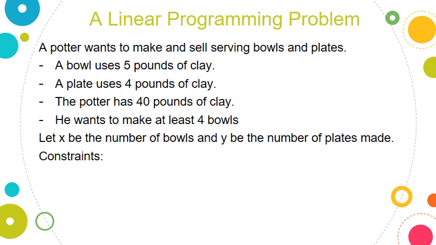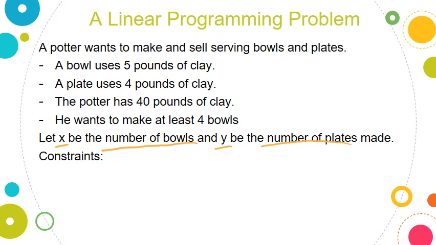So we're dealing with two unknowns, right? And I need to find out what would be the ideal for those unknowns. So we are going to identify those unknowns first. We're going to say X is the number of bowls. We're going to say Y is the number of plates. So always identify the X and Y unknowns first.